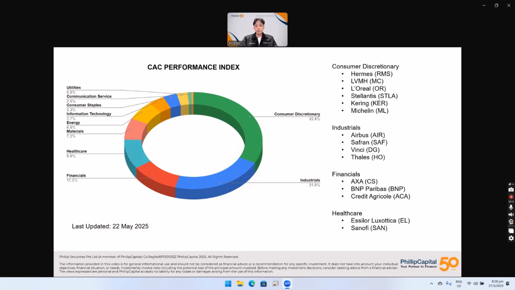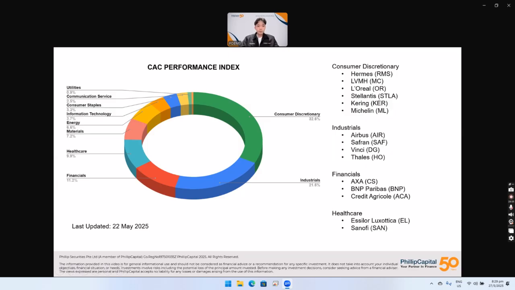And subsequently, moving down, we have Airbus, Safran, Vinci, and Thales, which is the manufacturing portion of Euronext. And they did quite well. They have been relatively good, but not good enough to actually carry the burden of the consumer discretionary.